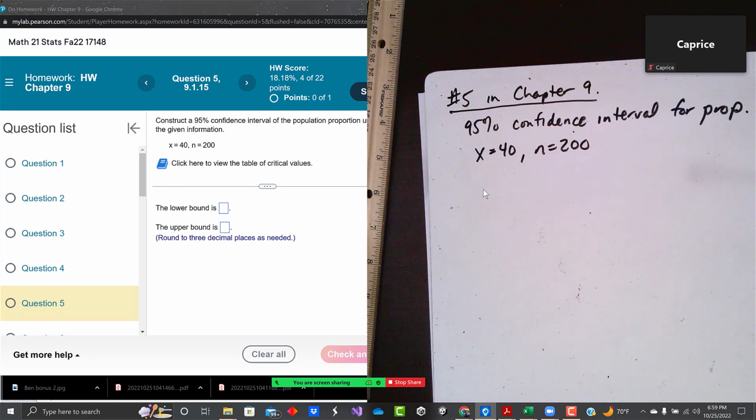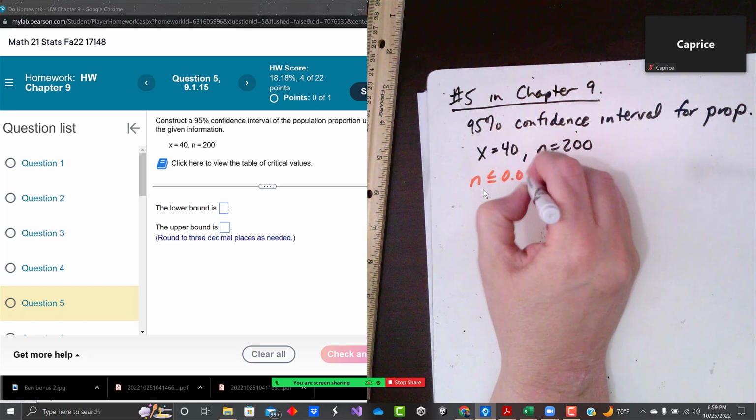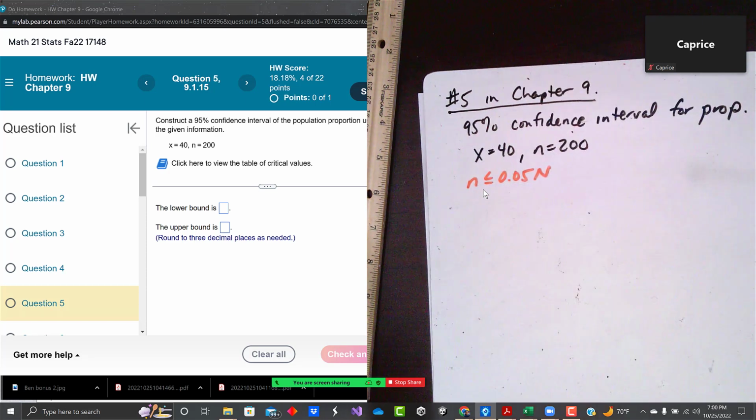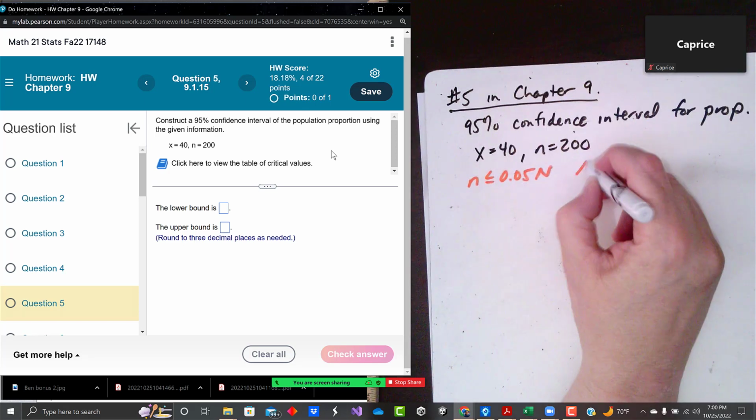They're not asking me to do it in this problem, but I should make sure we can do this. I need to make sure n is less than or equal to 5% of the population. And here I just kind of have to assume it. They don't tell me the overall population, but 200 isn't very big. So if it's like the city of Tulare, 200 is definitely under 5%. So we'll assume that one.